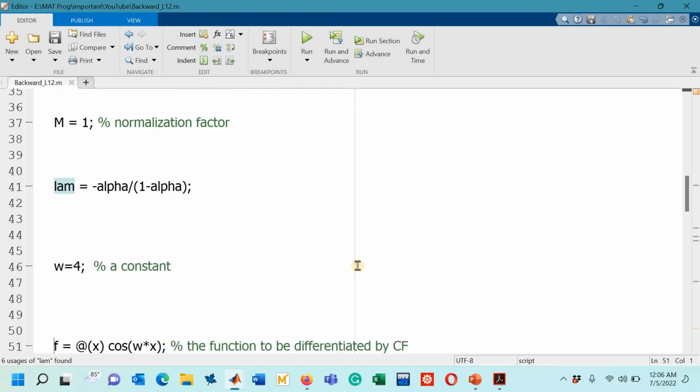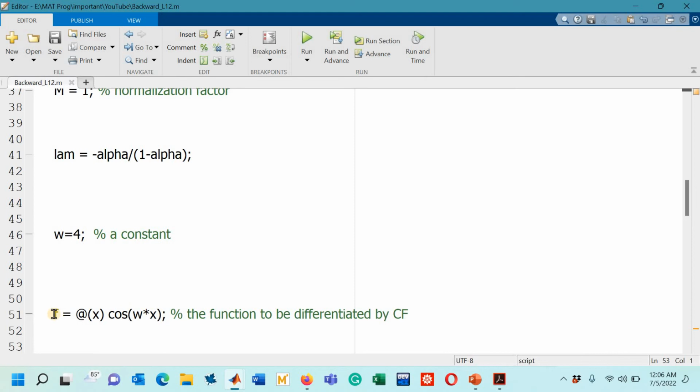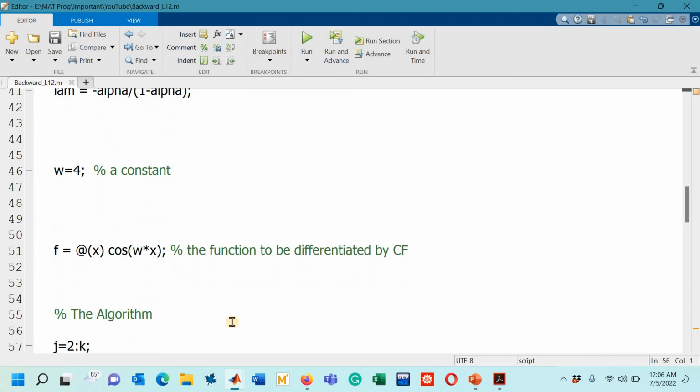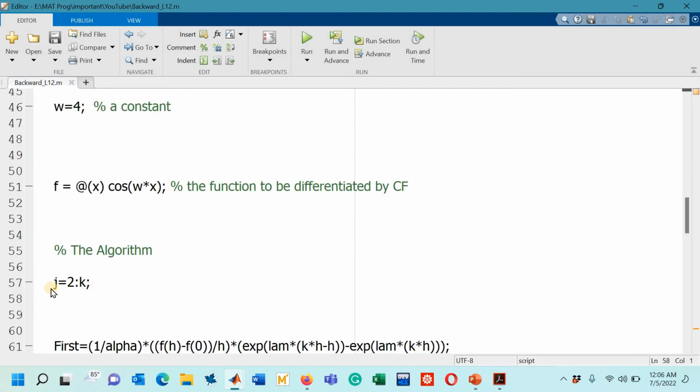After that, w is equal to 4 because this number is being used on line number 51 for the function that I have taken for the numerical simulation, cosine wx or cosine 4x. So now finally the algorithm starts. You can see that j starts from 2 to k on line number 57.